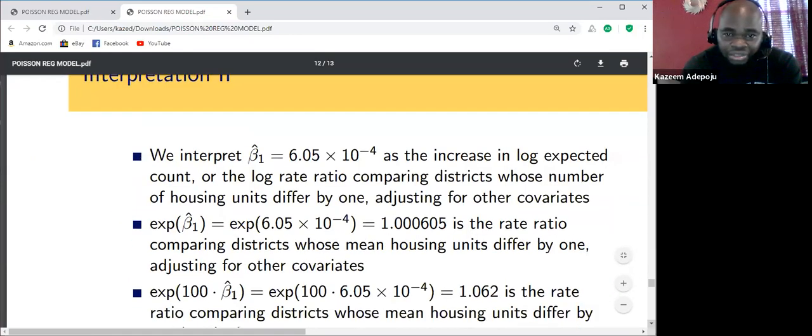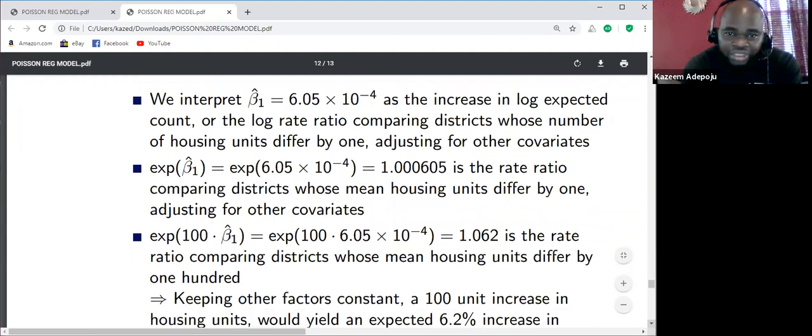Now, lastly, today I will show you how to interpret the parameters. This particular value here is just the increase in the log expected count or the log rate ratio comparing districts whose number of housing units differ by 1, adjusting for the other covariate. And this one is the rate ratio comparing districts whose mean housing unit differ by 1, adjusting for the other covariate. If you take a look at this, this is the beta 1, and this is the exponential of that. You actually want to know the number.